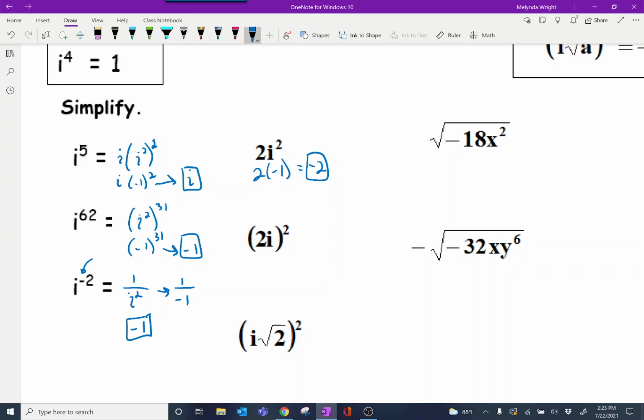Then we're looking at this one. We need to clear the parentheses first. So this is 2 squared i squared. Okay, so that would give me 4, and we just said i squared is -1. That's just something we need to memorize. And so this would give me -4 as my answer.